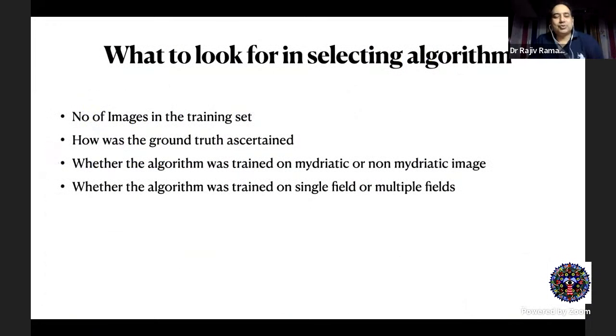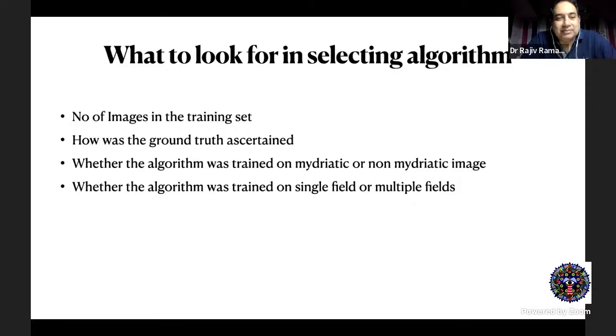So suppose you are planning to get an AI algorithm, now many of them are commercially available, and you want to plan what algorithm to use in your clinic. You need to look into multiple things, because you need to know how these algorithms were developed, what was the training set used for creating these algorithms, and how the ground truth was ascertained, because for a deep learning algorithm to be made, you need to give ground truth, and you need to know how these ground truths were made.